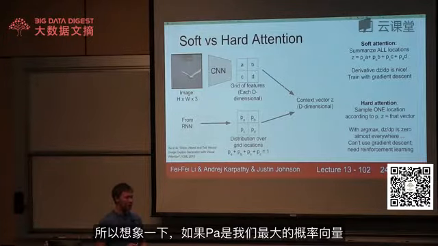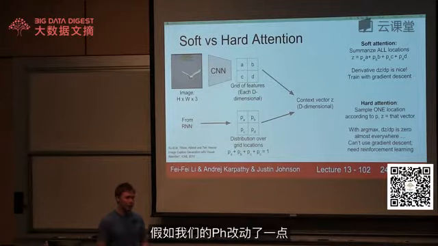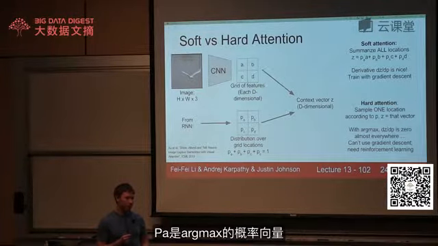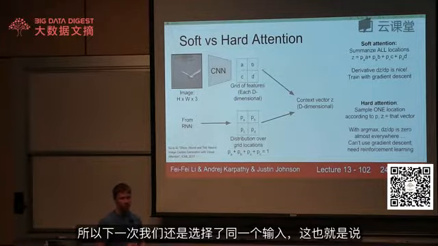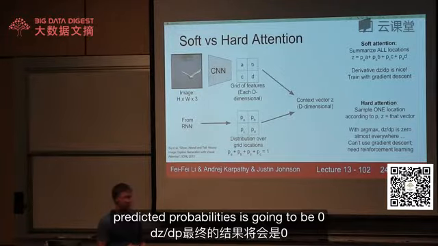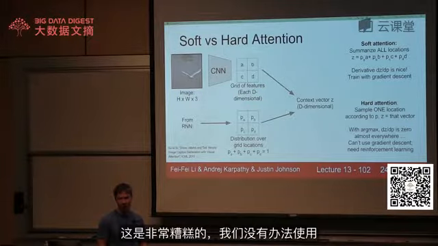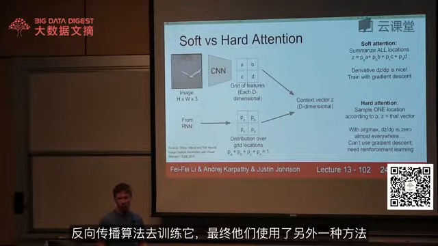So imagine in an argmax case, suppose that PA were actually the largest element in our input. Now what happens if we change PA just a little bit? If PA is the argmax and then we just jiggle the probability distribution just a little bit, then PA will still be the argmax. So we'll still select the same vector from the input, which means that the derivative of this vector z with respect to our predicted probabilities is going to be 0 almost everywhere. So that's very bad. Now we can't really use backpropagation anymore to train this thing.